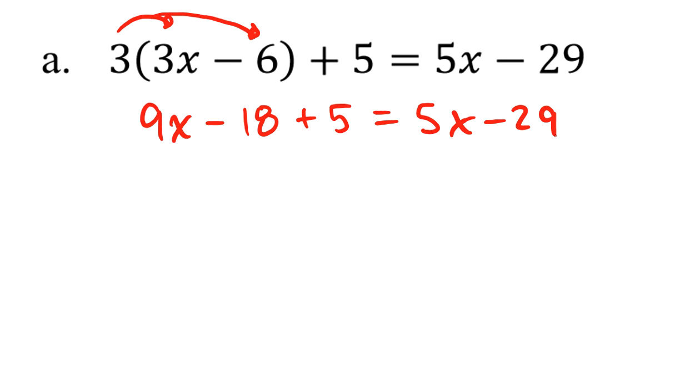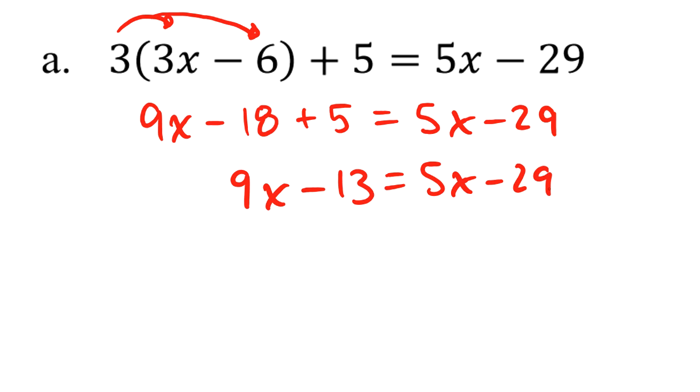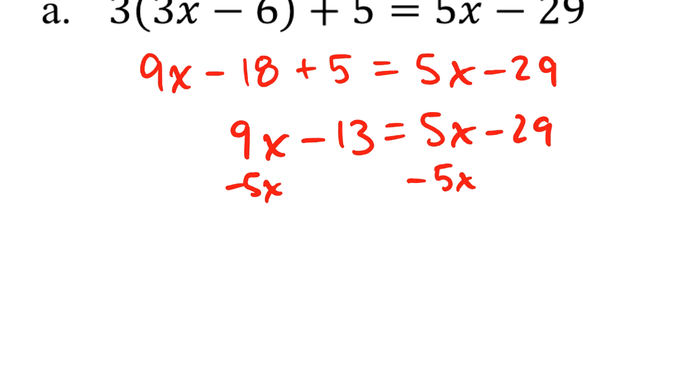I can simplify this further by looking at the left-hand side and rewriting it as 9x minus 13 equals 5x minus 29. I think I'll apply now the subtraction property of equality. If you have equal things and you subtract the same thing from both sides, you get equal things. So I'm taking away 5x's from each side. Over on the left-hand side, that leaves me with 4x and then still the negative 13. On the right-hand side, I now just have the negative 29.